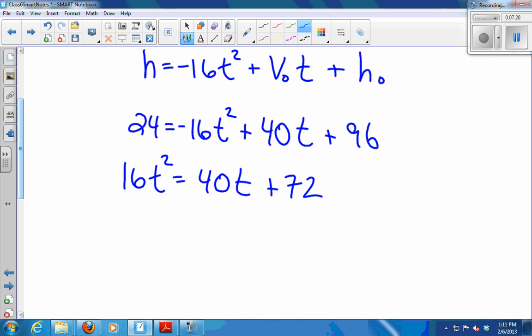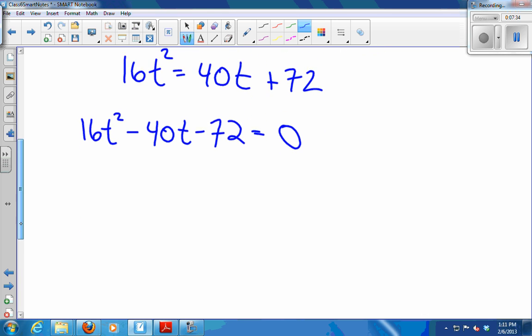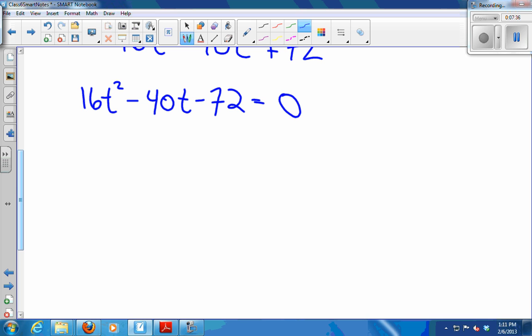So I'm going to actually move everything over to one side. I'm going to subtract these guys and move them over to the left. So I have 16t squared minus 40t minus 72 equals 0. Now I can use the quadratic formula. In this case, a will be 16, b will be negative 40, and c will be negative 72.